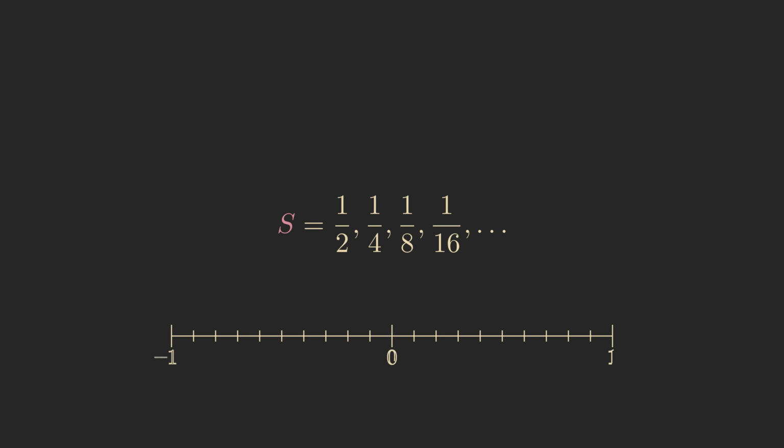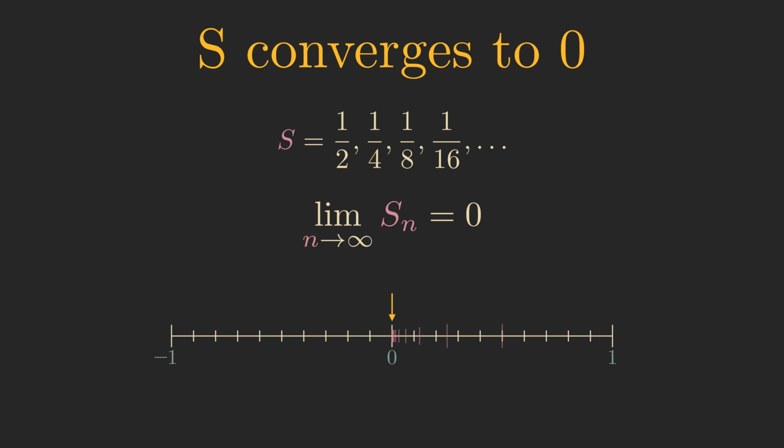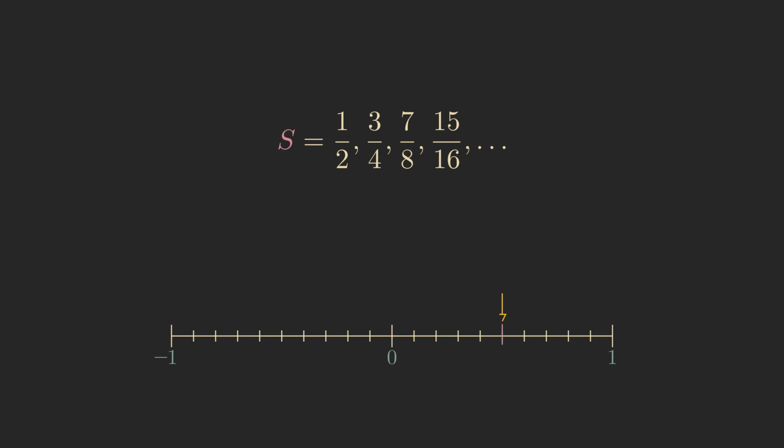Let's look at this sequence which goes 1/2, 1/4, 1/8, 1/16, and so on. If we were to plot the terms of the sequence on the number line, as we plot more and more terms, the sequence sort of locks in on 0, getting arbitrarily closer to it. We say that the sequence converges to 0, and this is the notation where lim stands for limit. Another example is the sequence which goes 1/2, 3/4, 7/8, 15/16, and so on. If we plot the sequence, we see that it converges to 1.